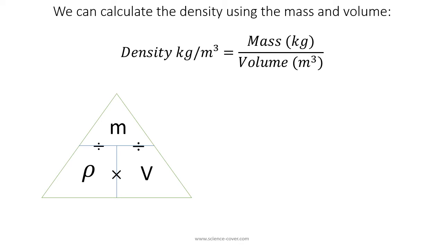We can also place the density equation into an equation triangle. We'll use the Greek symbol rho to represent density and place it in the bottom left of the triangle. And then this gives us the mass on the top of the triangle divided by the volume, which will be on the bottom of the triangle.